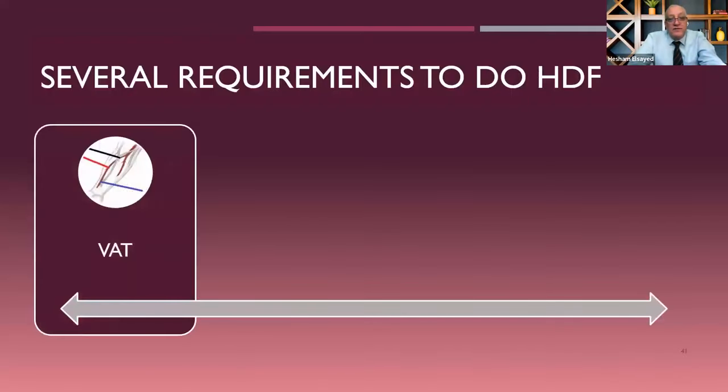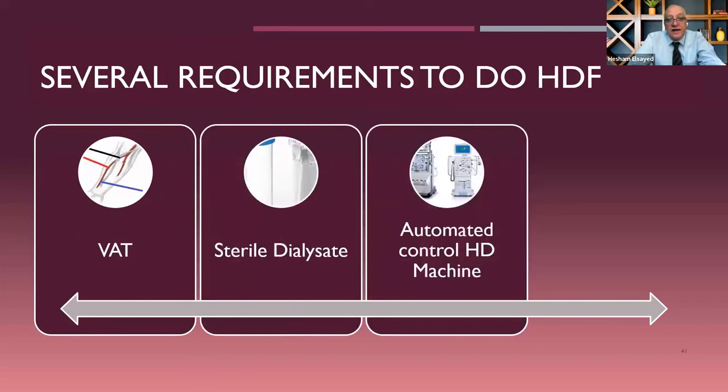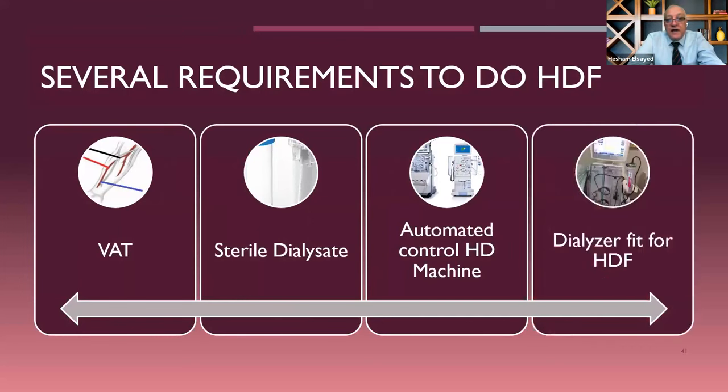What are your requirements? We need a vascular access, good sterile dialysate, automated control hemodialysis machines, and a dialyzer fit for hemodiafiltration. I think the last point is missing in many nephrologists. We will focus on it later.